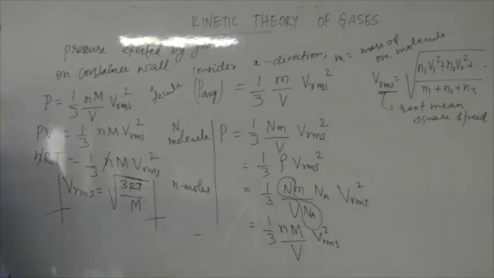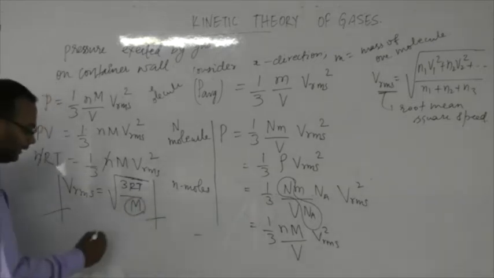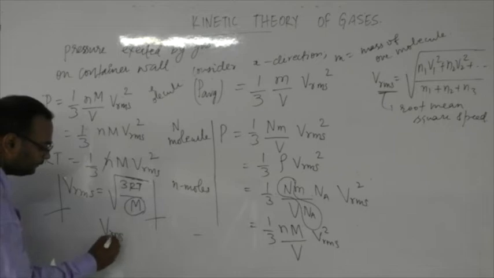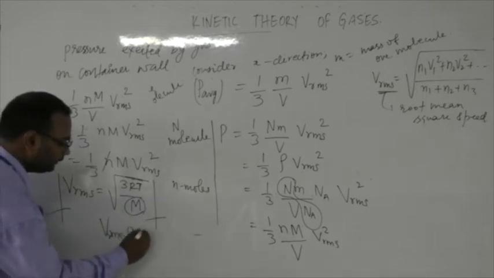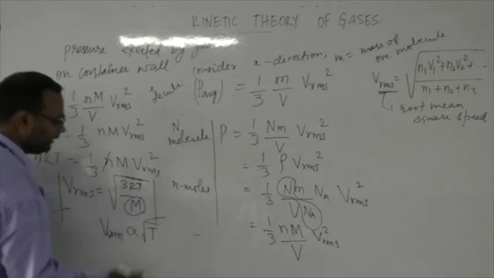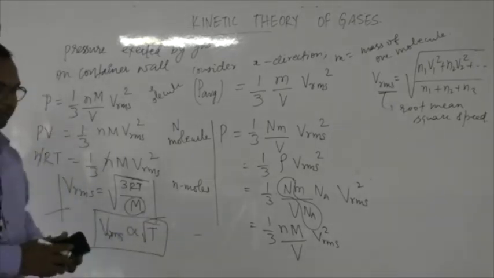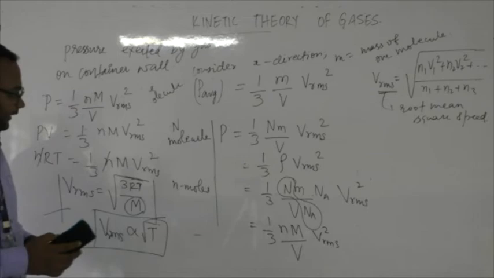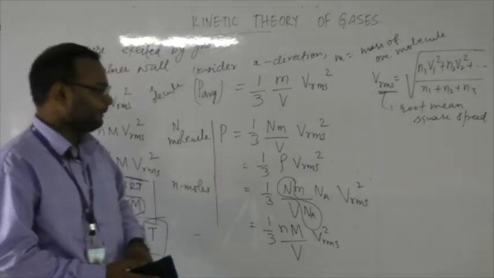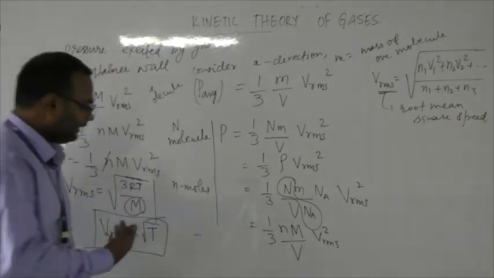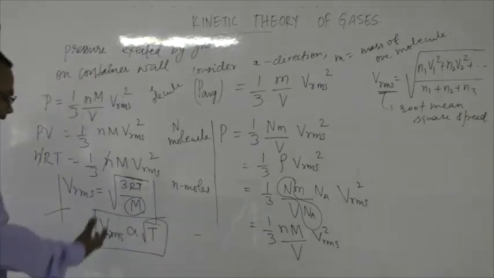And from this equation you can see that for a particular gas, Vrms is proportional to root of temperature. That means increased temperature will increase the value of Vrms. Increasing the value of Vrms, you can increase the pressure, because of the kinetic energy taken by the gas.